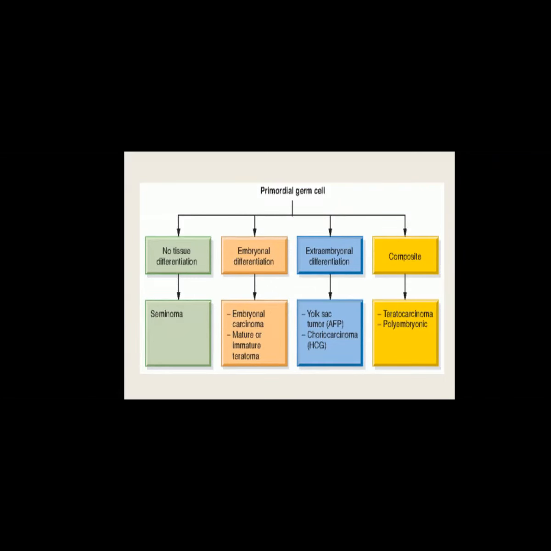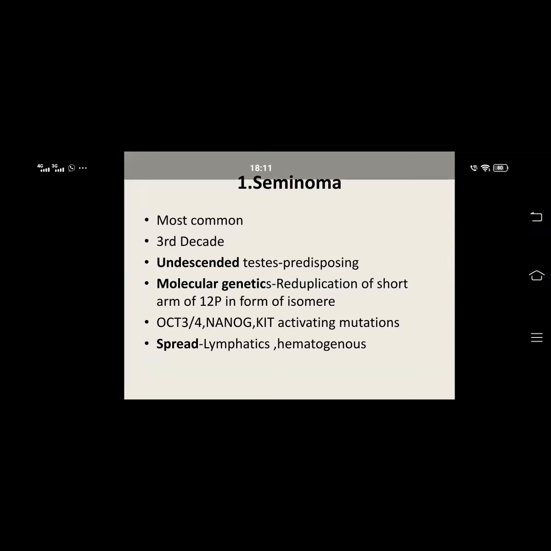to the main classification. Now, to start with, I will start with the primary germ cell tumor without tissue differentiation. First is a seminoma. It's actually very difficult to put this classification within the small screen without interaction, so I have tried to simplify and present it as simply as possible. Today, the first tumor I'm going to discuss is a seminoma.